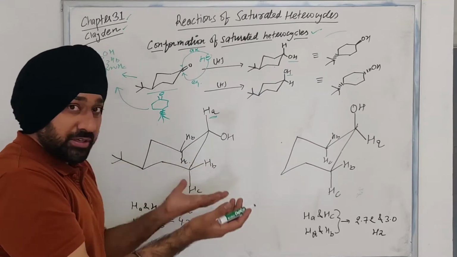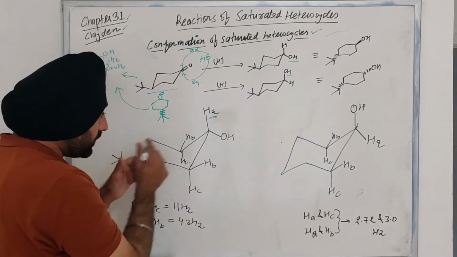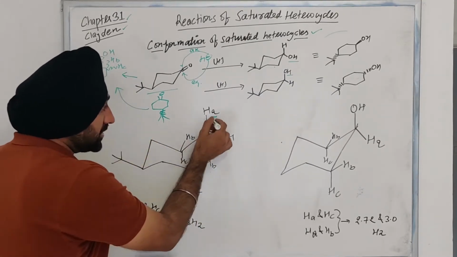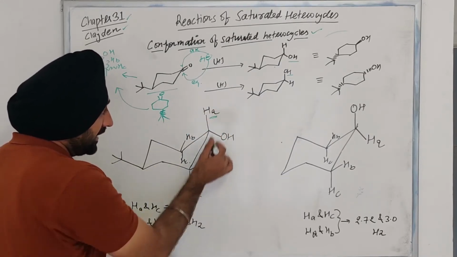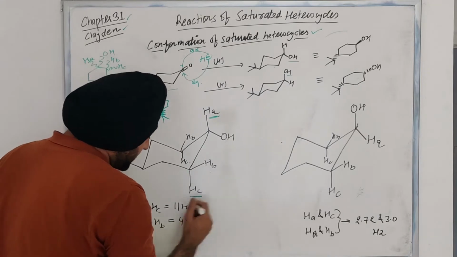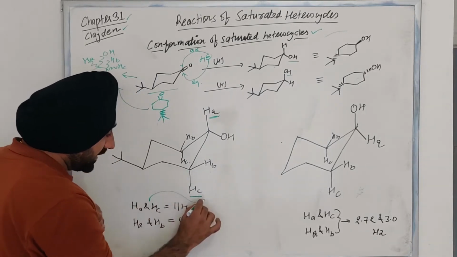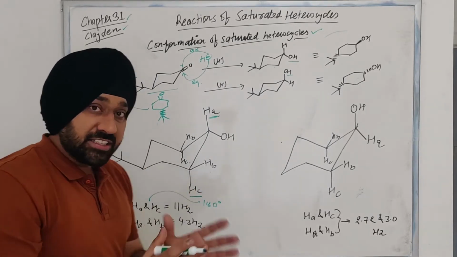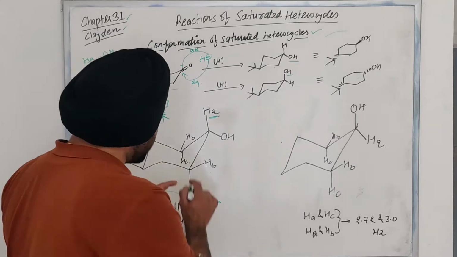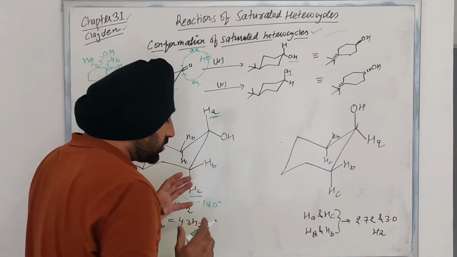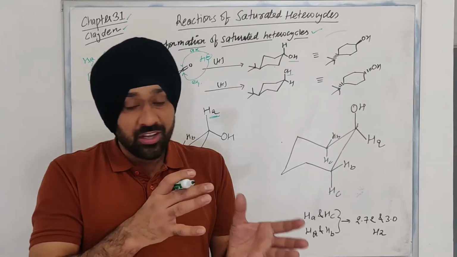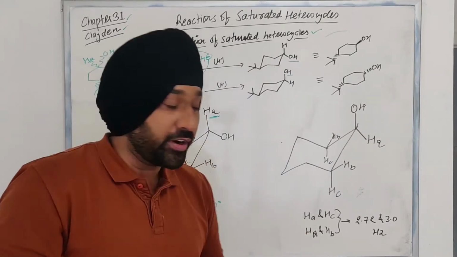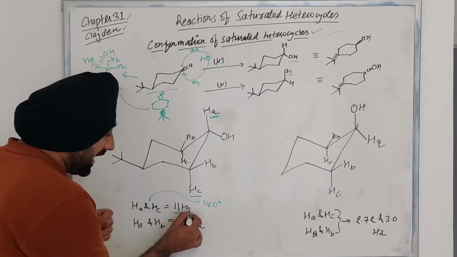Both of them are the same, okay? They are symmetric. As a result, if we look at the dihedral angle between HA and HC, it is 180 degrees. And as per the Karplus relationship, whenever the dihedral angle between two groups is 180 degrees, usually the coupling constant values are from 10 to 12 or 13, 14. Okay, here the value we are getting is 11.